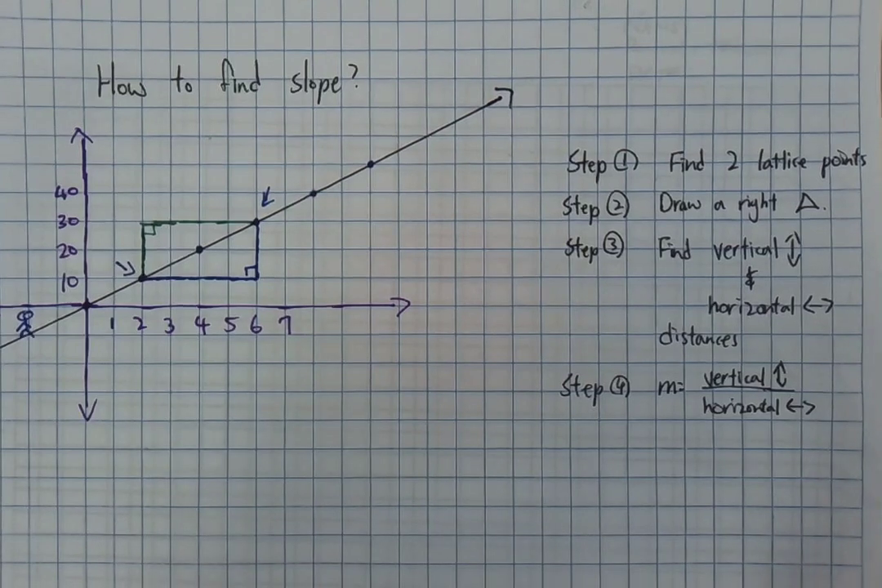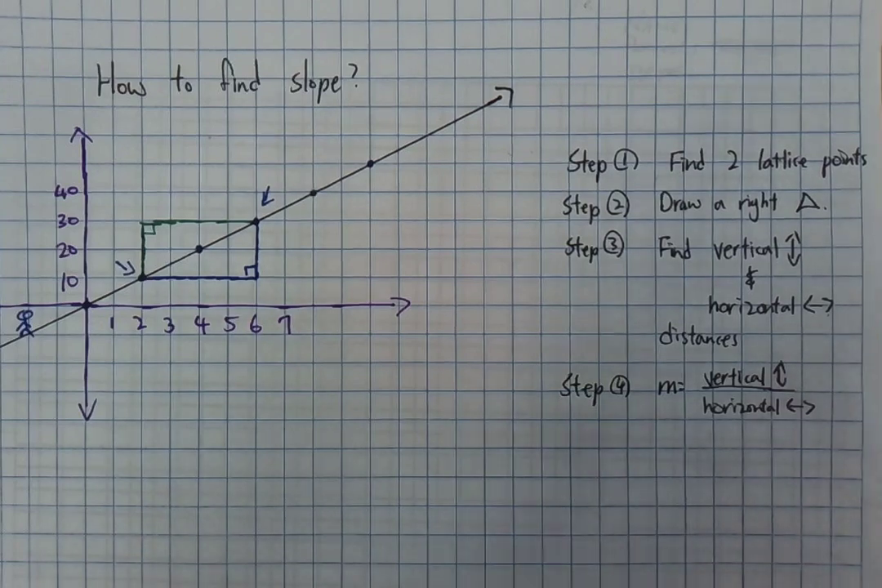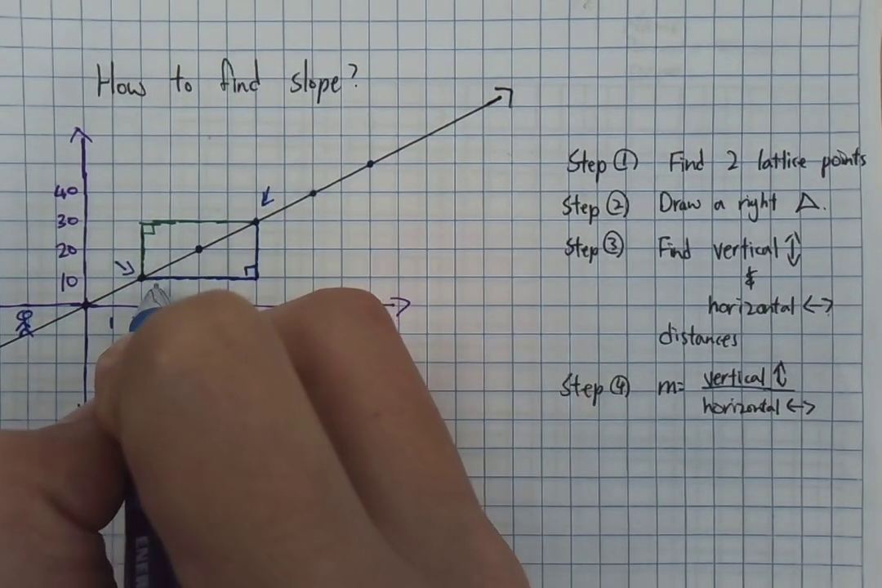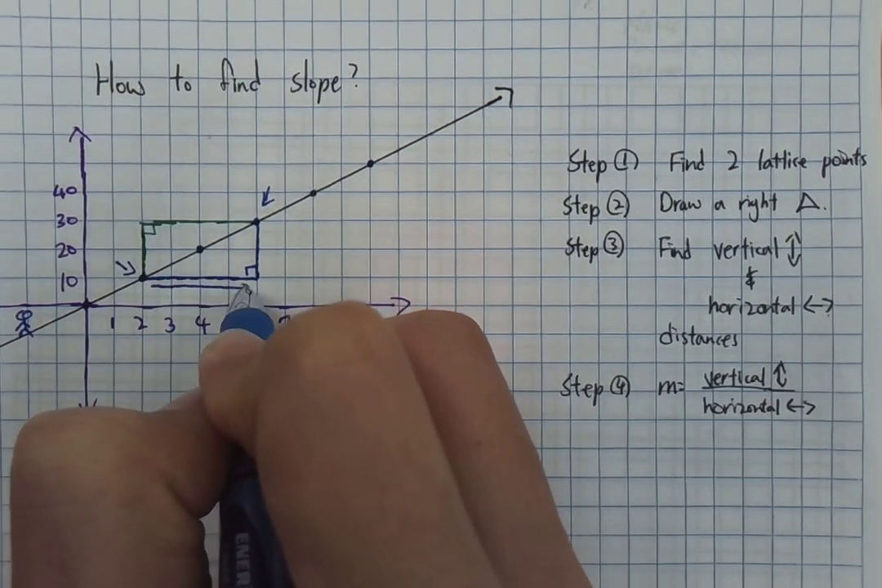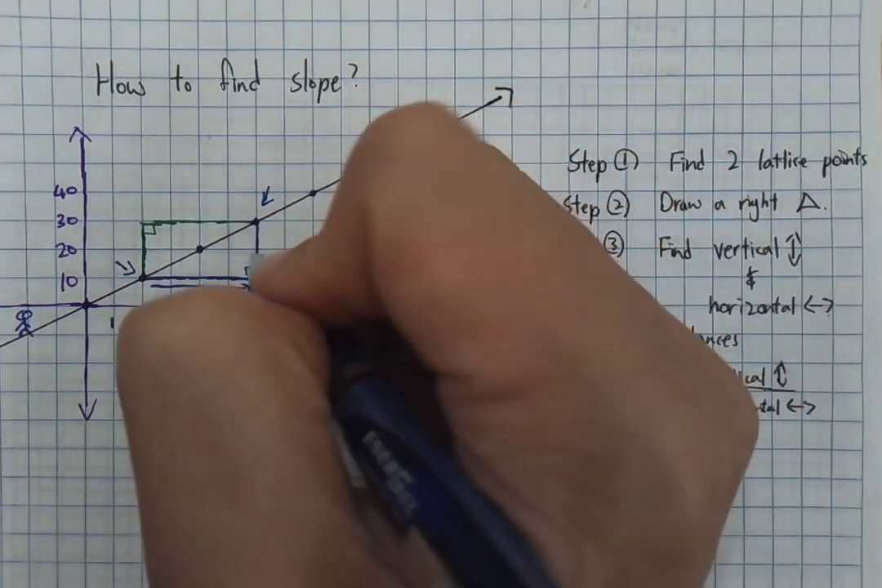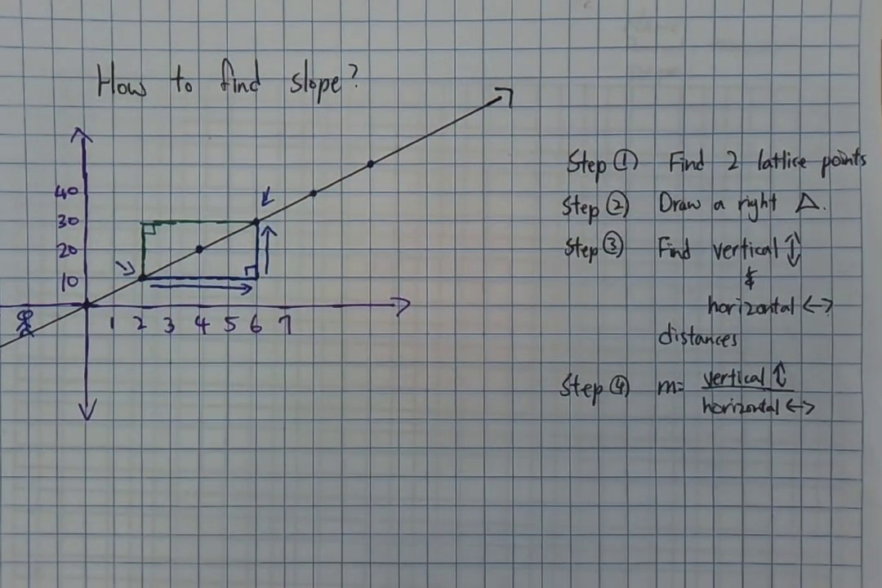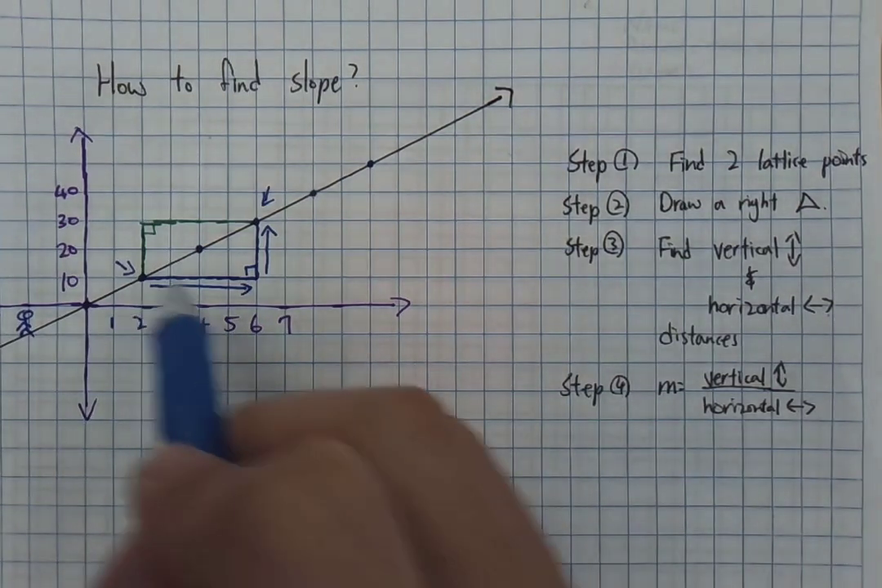Step 3, I have to find vertical and horizontal distances, and I put these arrows to show you what vertical and horizontal mean. Vertical is the one that goes up and down. Horizontal is the one that goes left and right. So on my right triangle, I have my horizontal distance, again, left to right, from the point on the left to the point on the right. And I have to go up. There we go. So I have my horizontal and my vertical.